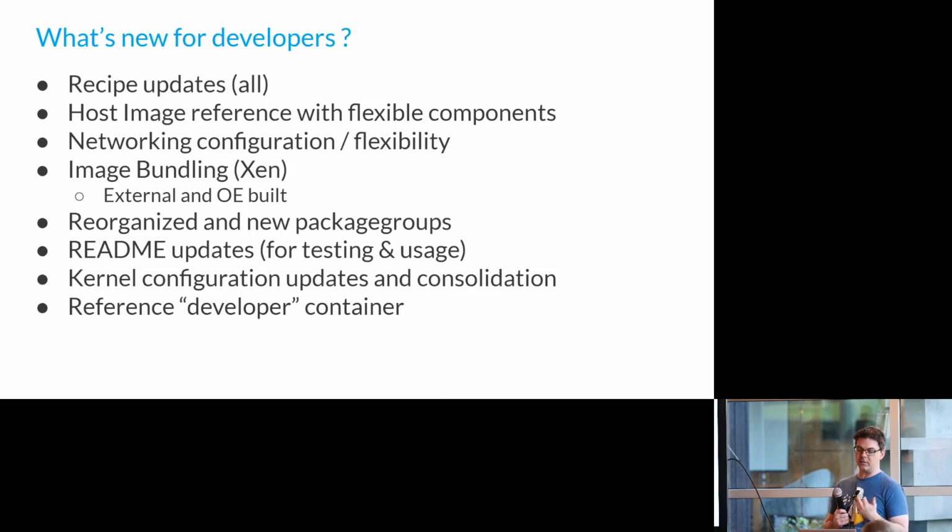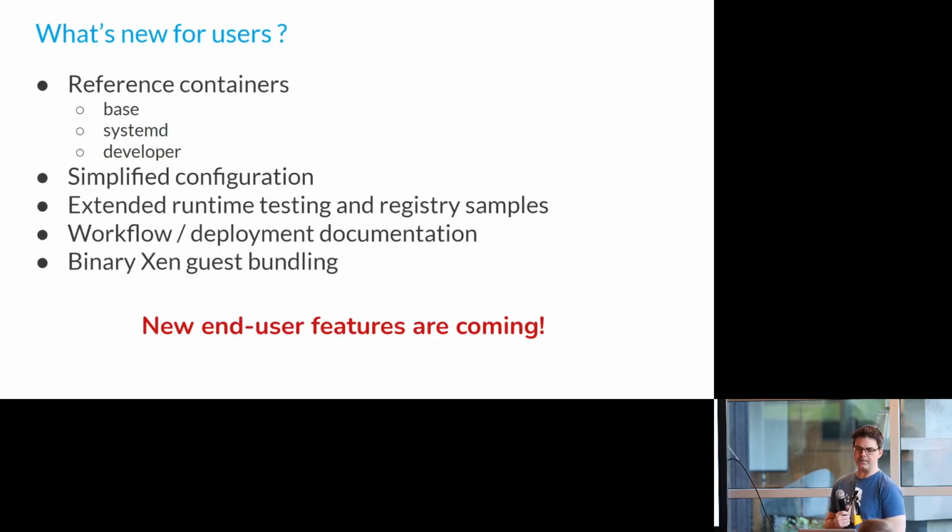I reorganized and created new package groups. I did a whole bunch of README updates to show how I tested all of the different stacks. The kernel configuration updates and consolidation is done. So if you built, I'll show you shortly, the Docker host image and you ran the kernel config test, it should come back fully green. So I made sure that all the runtimes had a configuration available that would have everything running. And there's a new reference developer container, which is literally a container with a toolchain and things in it that you can push and use on the target.